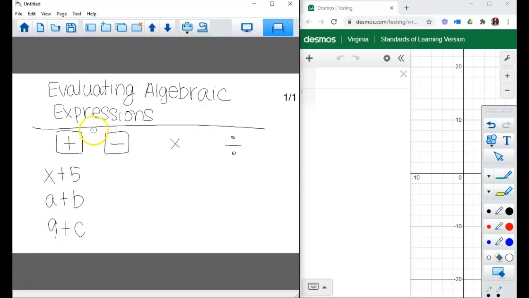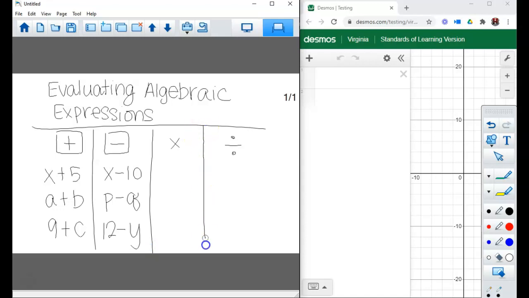Subtraction is the same way. You're not going to change how you show it. So you could have x minus 10. You could have p minus q. You could have 12 minus y. You're still going to show subtraction with a minus sign.